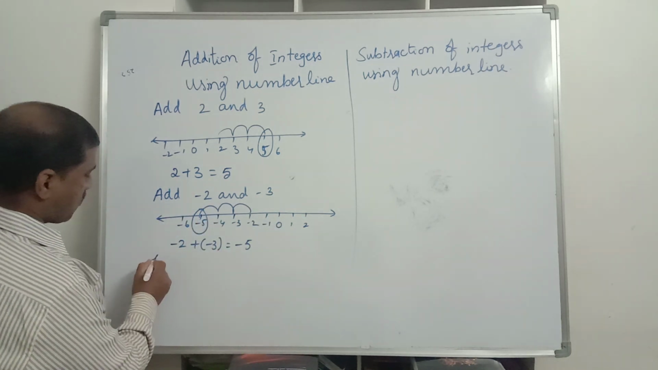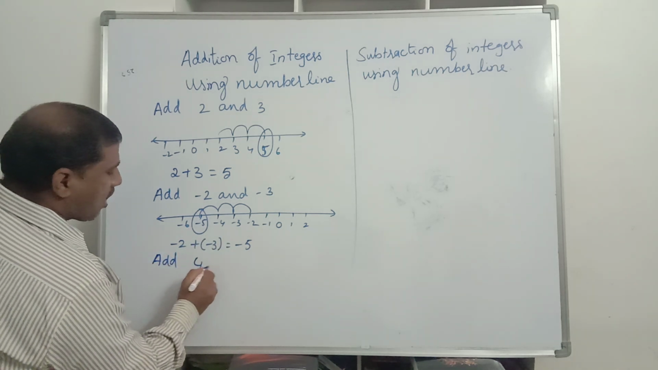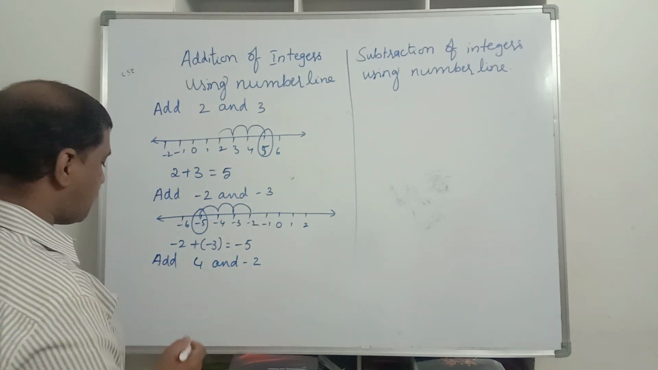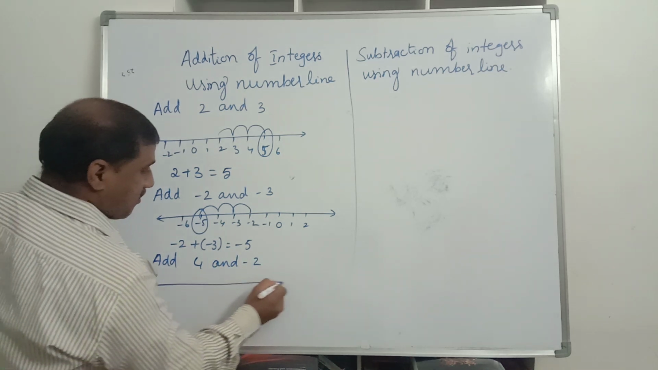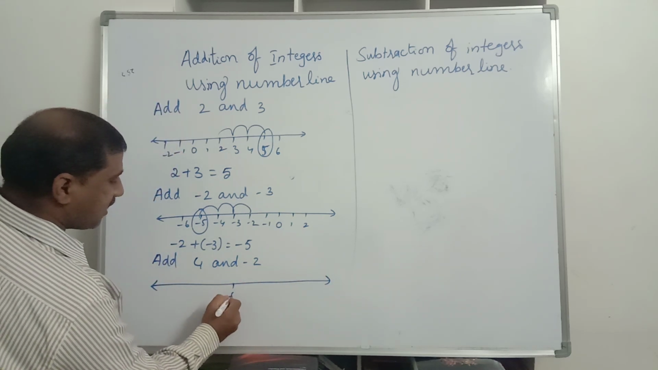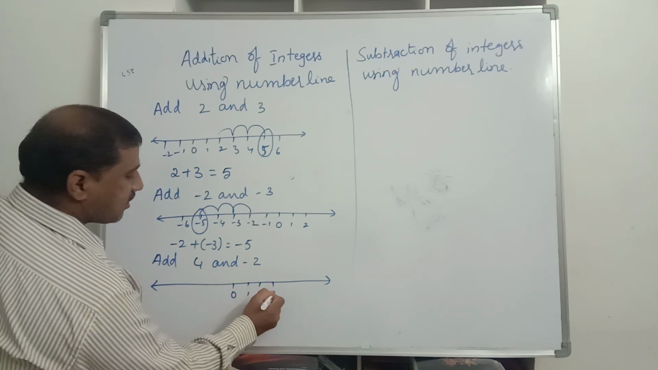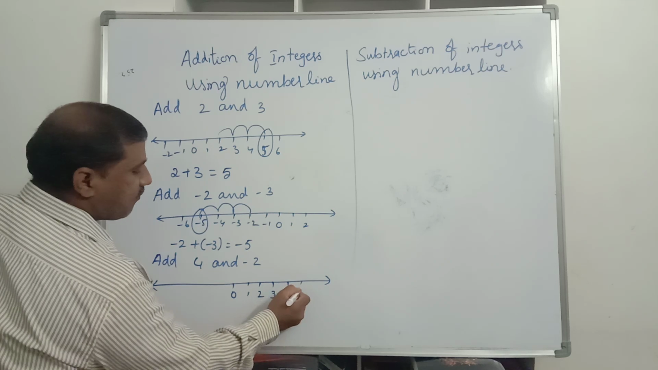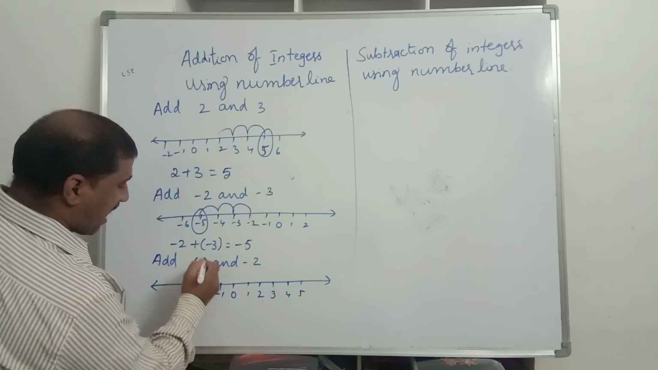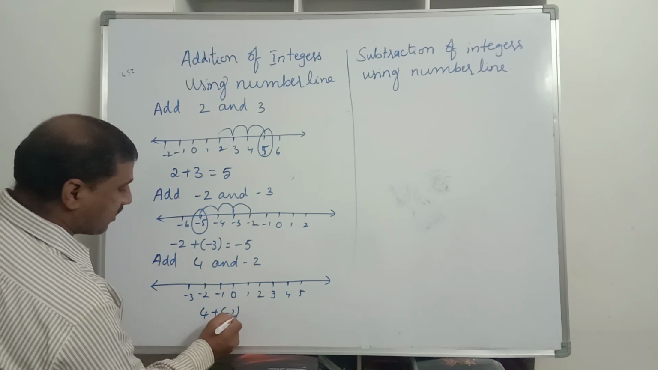Next we will discuss one more: add 1 positive and 1 negative integer. Add 4 and minus 2. How do we add these numbers? For that, draw a number line and locate 0, then 1, 2, 3, 4, 5, minus 1, minus 2 and minus 3. We are adding 4 and minus 2, that is 4 plus minus 2 is equal to.